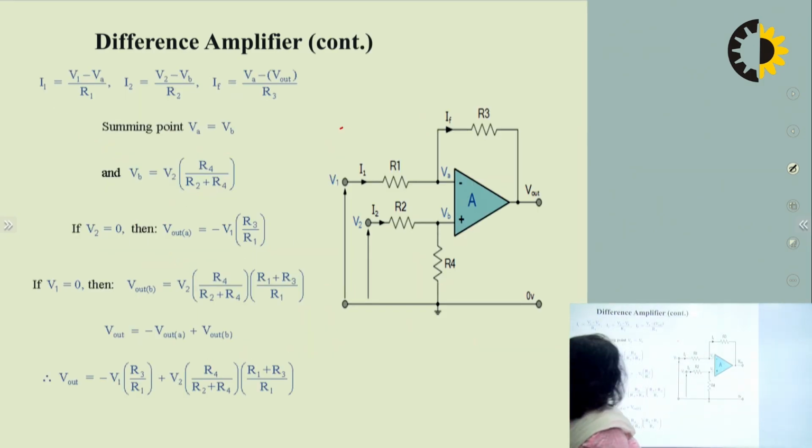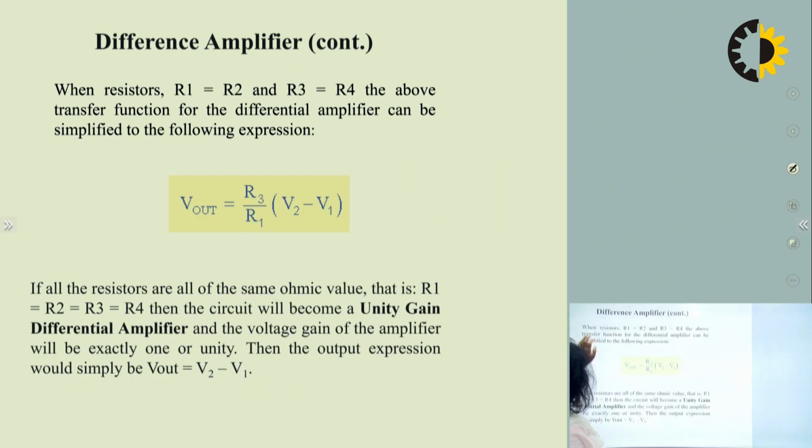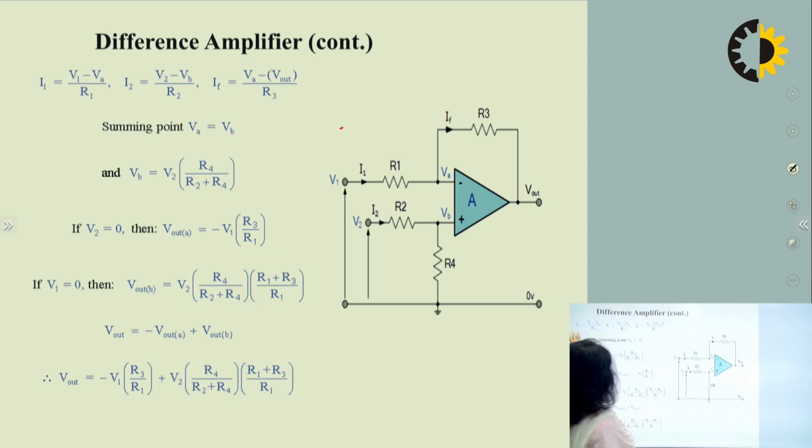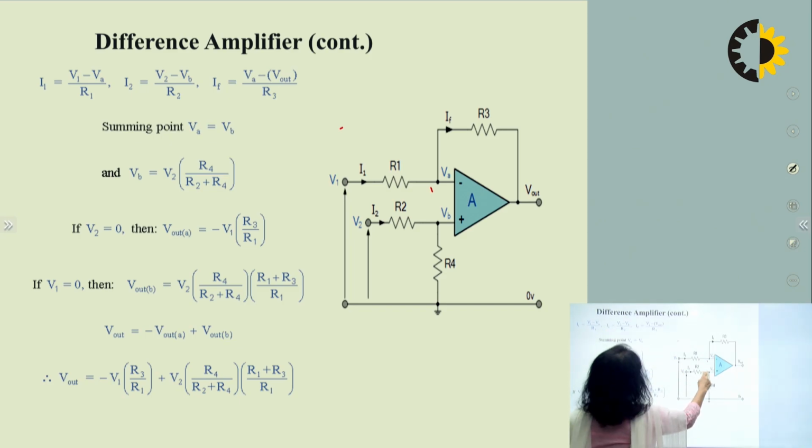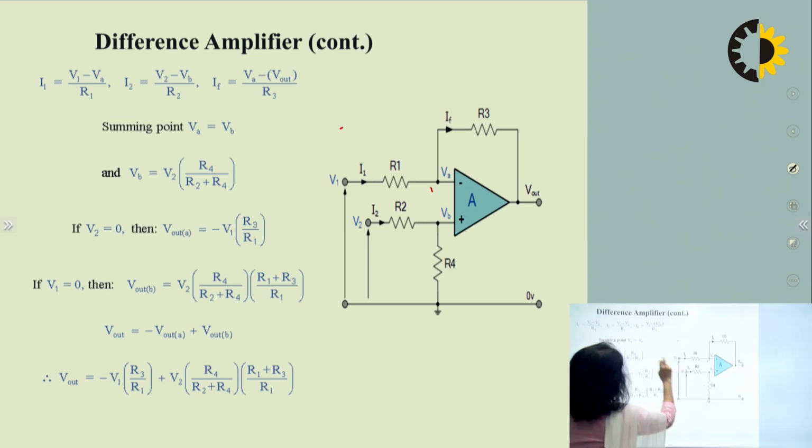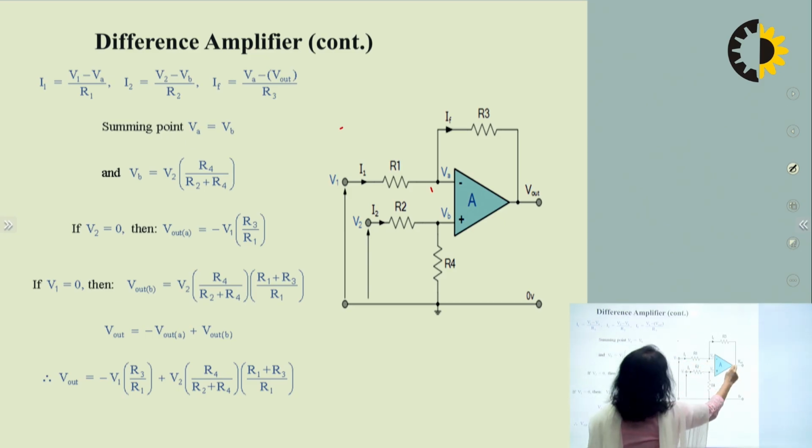Here you can see this is the circuitry drawn here. So I1 will be equal to V1. Here they have done it differently. This is another way of solving the problem. Here KCL has been used. So I1 will be equal to V1 minus VA, this is your VA, divided by R1. I2 will be equal to V2 minus VB divided by R2, and IF will be equal to VA minus V out divided by R3.